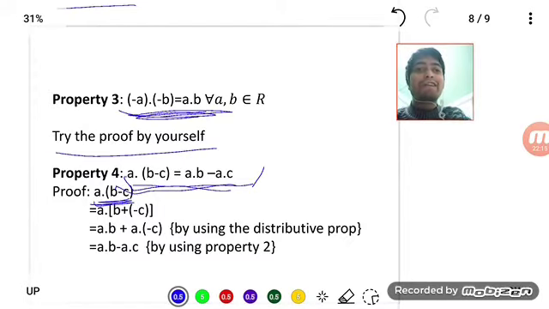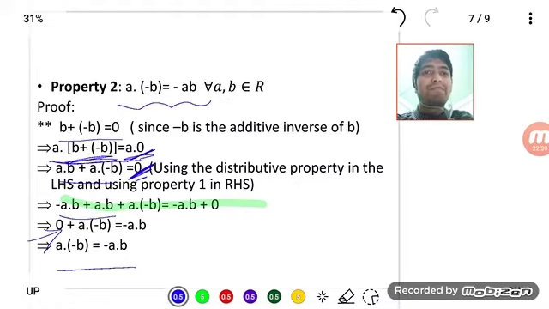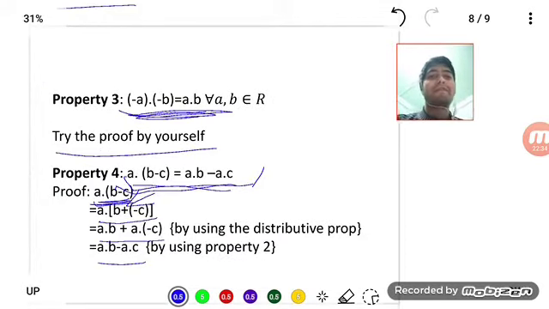We cannot do it directly for minus. So first of all, we convert it into a plus minus c. Then use the distributive property with respect to plus. We'll have this, and also use property number 2. That is, property 2 is this. And then you will have this. So this is the proof for property number 4.